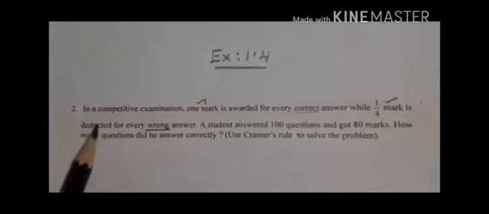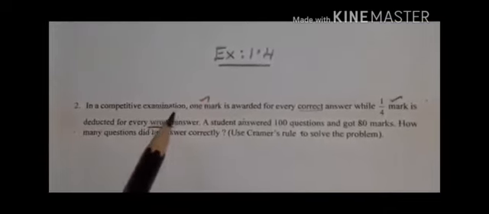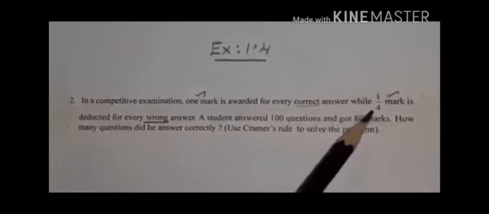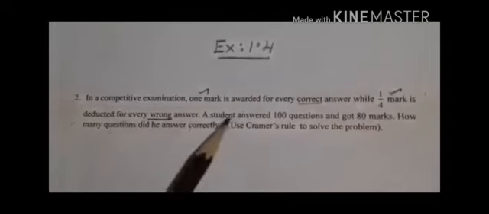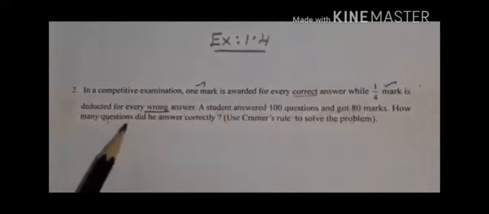Exercise 1.4, second sum, students. In a competitive examination, 1 mark is awarded for correct answer, while 1 by 4 mark is deducted for every wrong answer. A student answered 100 questions and got 80 marks. How many questions did he answer correctly? And using Cramer's rule, we are going to solve the problem.